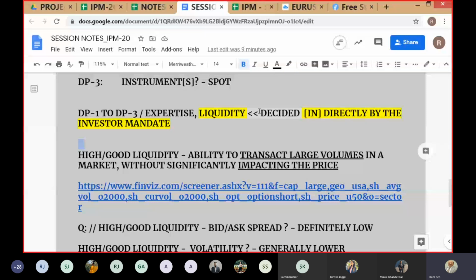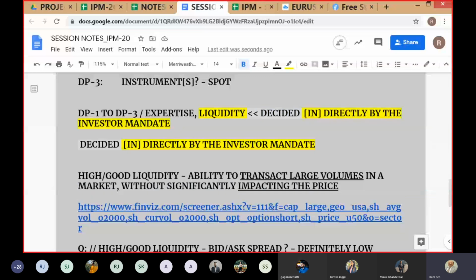Let me ask the people individually. Gagan, can you see the session notes? Yes, sir. Okay, great.